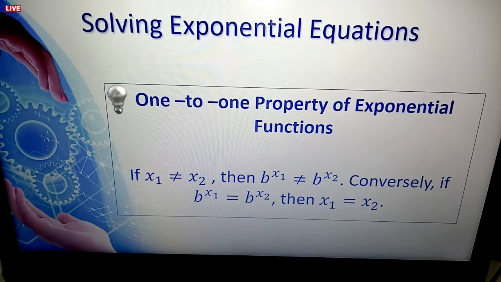But before we proceed to the operation, we must first recall the one-to-one property of exponential functions. If x sub 1 is not equal to x sub 2, then the base b raised to x sub 1 is not the same as the base b raised to x sub 2. Conversely, if base b raised to x sub 1 is equal to base b raised to x sub 2, then the exponents are also equal.